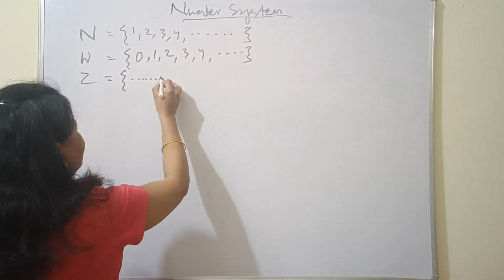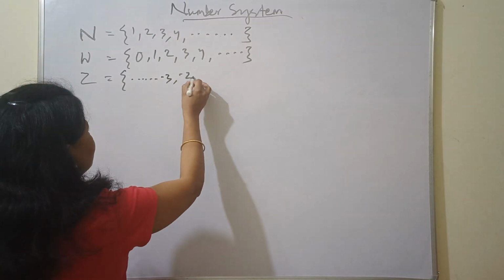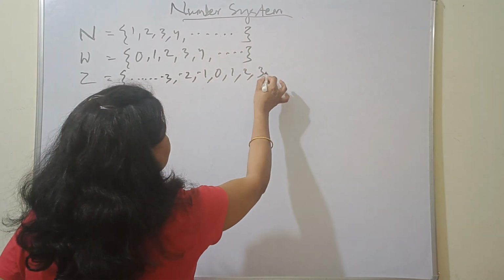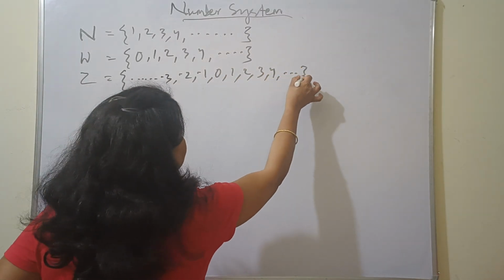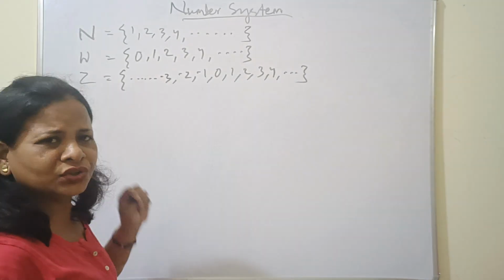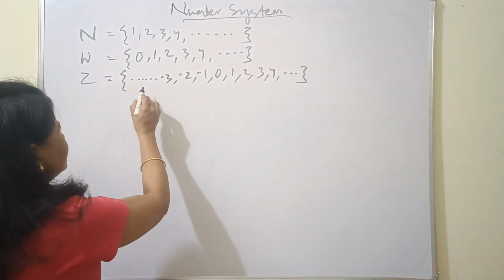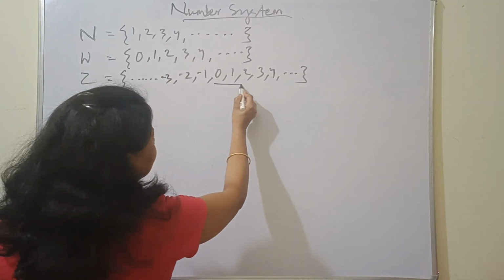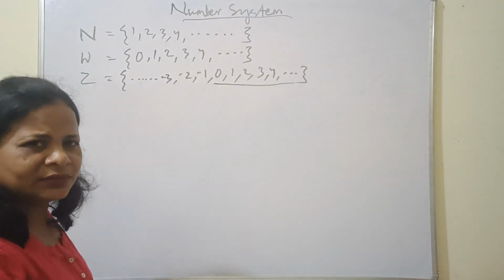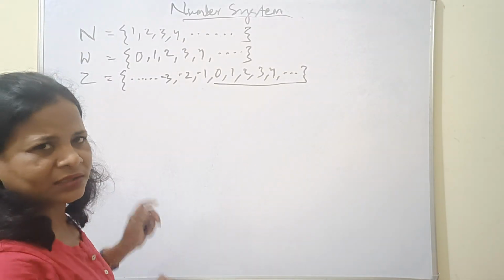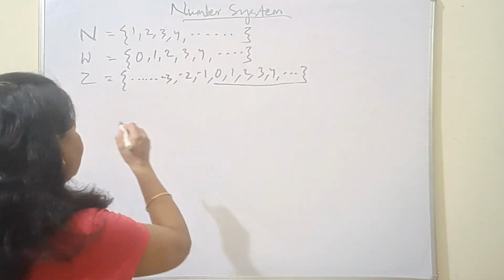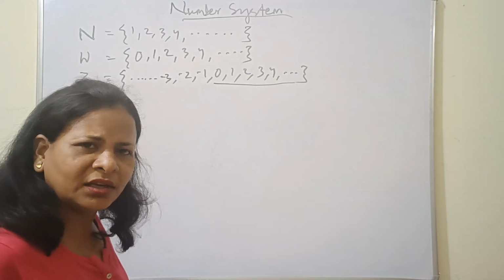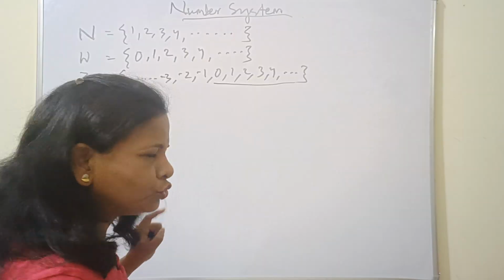So let's write -3, -2, -1, then 0, 1, 2, 3, 4 onwards. So this is the representation of integers. Integers consist of all the negatives of natural numbers along with the whole numbers. So this will represent the integers. Then come to rational numbers, and the set of rational numbers is represented by the letter Q.